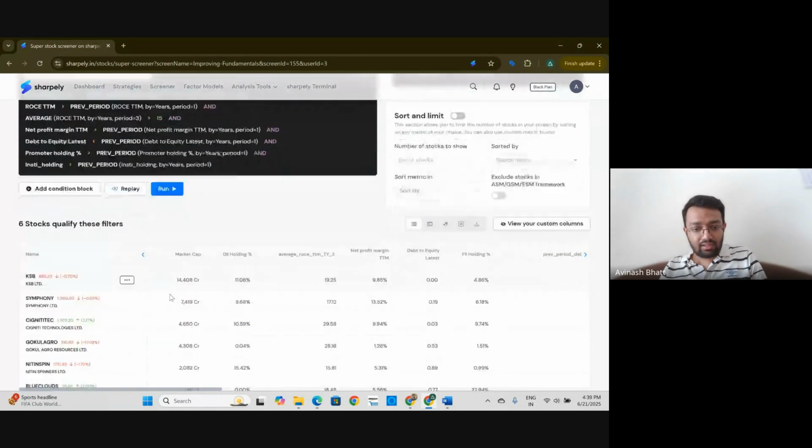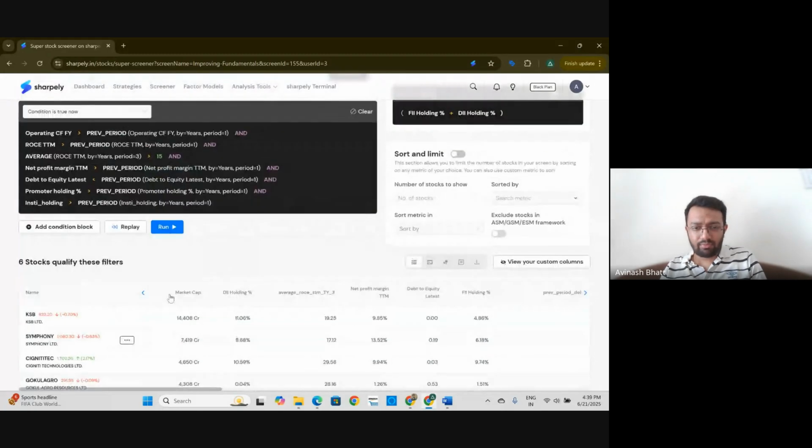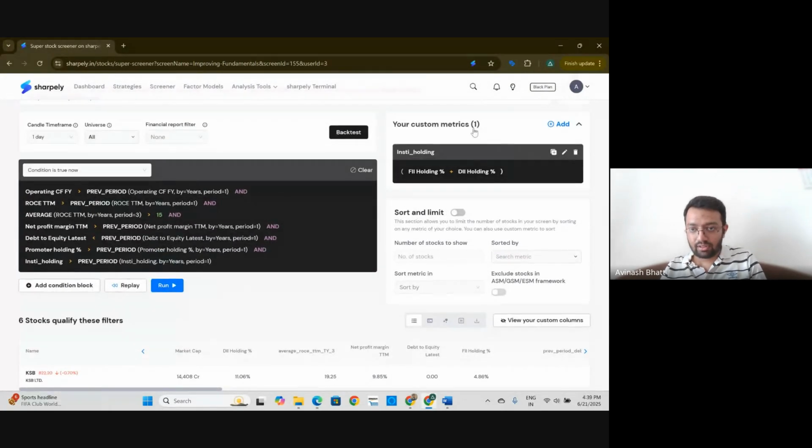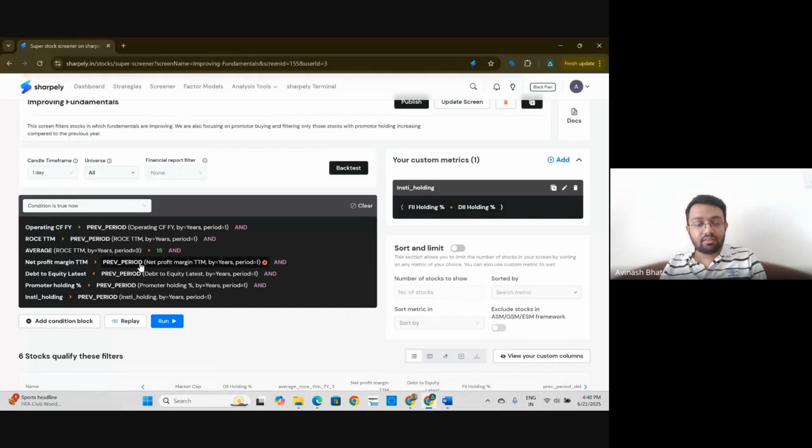And these are the companies that we have. So only 6 stocks. This is a very stringent screener. And as you can see, I have created my custom metric as well. So in advanced screening, you can use this custom metric. What I'm doing is institutional holding should also be increasing. So FII plus DII holding, I have named it Insti holding, and then compared it with a year ago. So institutional holding should also increase compared to the previous year. So this is a more advanced version of the fundamental screen.